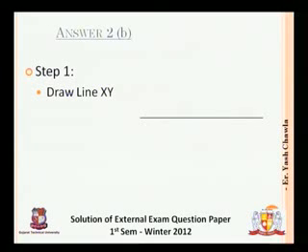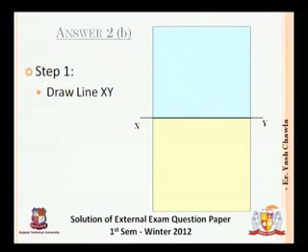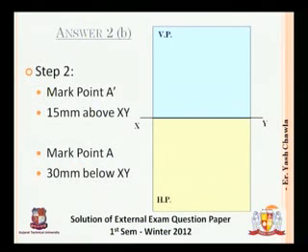So first of all, as we always do, we'll first draw the line XY, and as denoted, the VP is the blue part and HP is the yellow part. Now the next step, we have to mark the point A dash, which is 15 mm above XY, and point A, which is 30 mm below XY. That is the point A, which is 15 mm above HP and 30 mm in front of VP, being marked on these two-dimensional VP and HP planes.